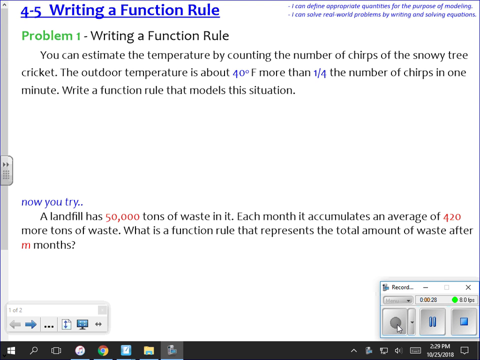Okay? This is as close to real world kind of things as you can get. You have information, you have to write an equation, use the equation to solve your problems. This is what you do when you use math in the real world.